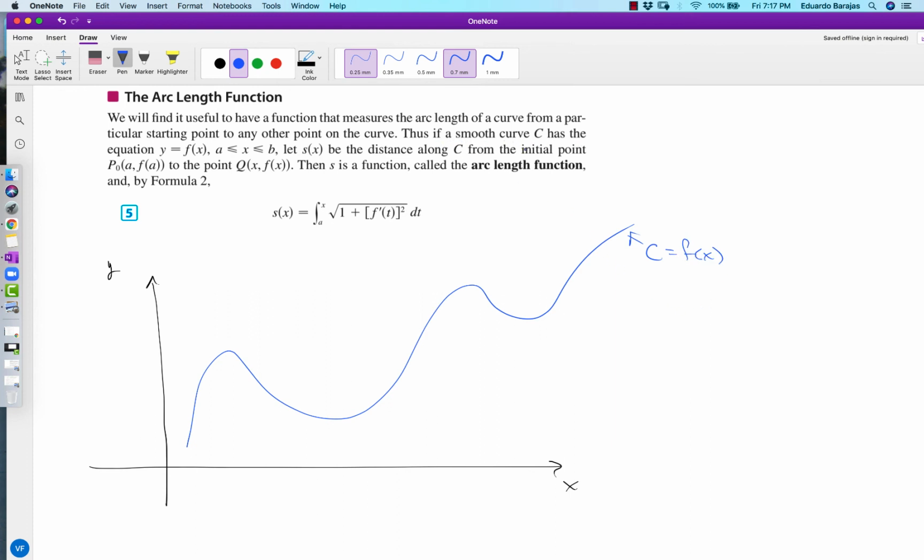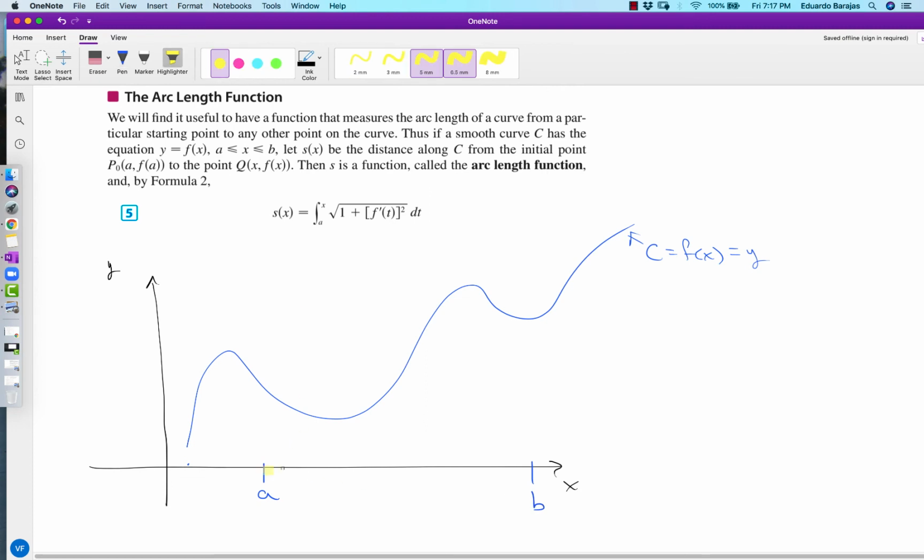So thus, if the smooth curve C has an equation y equals f of x, and it goes from A to B. So let's make that A to B over here. So let's say we're only focused on this portion of it, from A to B. Let s of x be the distance along C from the initial point P naught. So this point here would be the initial point P naught, which is (A, f of A), starting there. And then to some point Q.